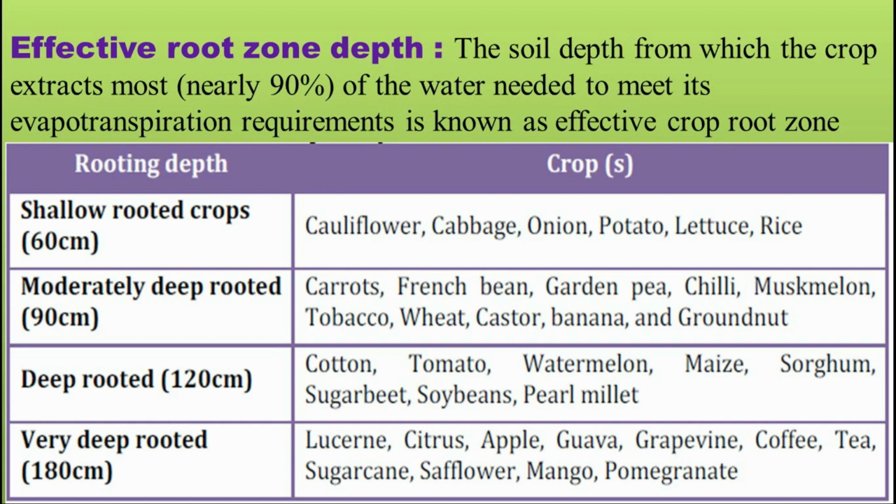Deep rooted crops are those whose roots grow beyond 120 centimeters: cotton, tomato, watermelon, maize, sorghum, sugar beet, soybeans, pearl millet. Very deep rooted means the roots grow up to 180 centimeters in the soil: lucerne, citrus, apple, guava, grapevine, coffee, tea, sugarcane, safflower, mango and pomegranate.